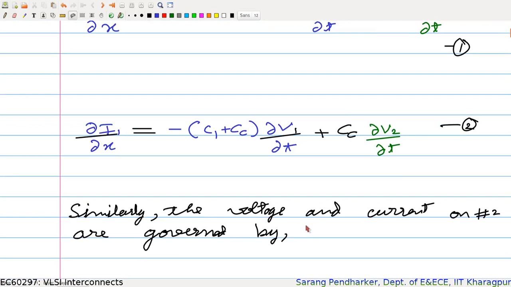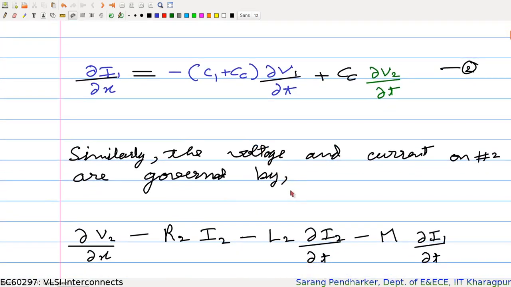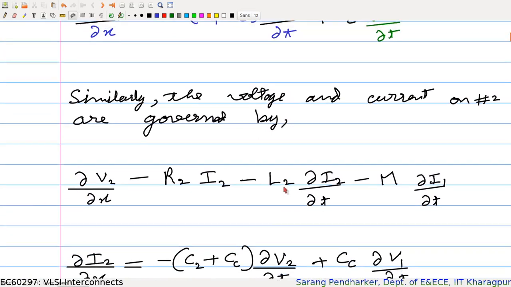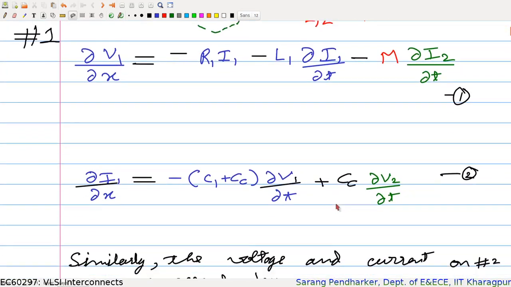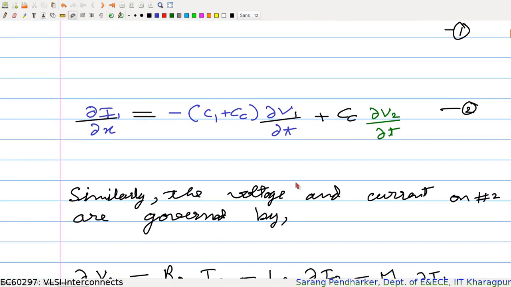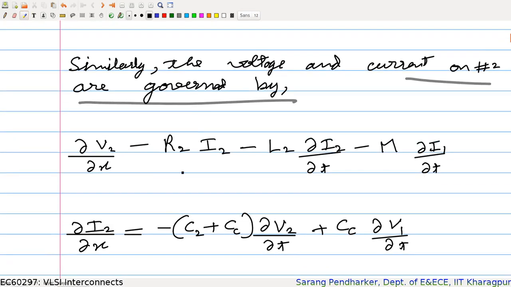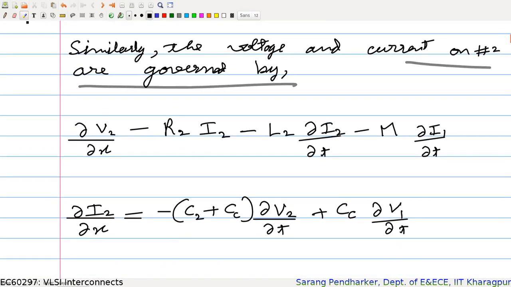Right. So similarly we can write this for that. It is recommended that you check these equations on your own. Don't take these equations for what I have just written. You should definitely check these equations. So similarly for the second interconnect also we can write these sets of equations.